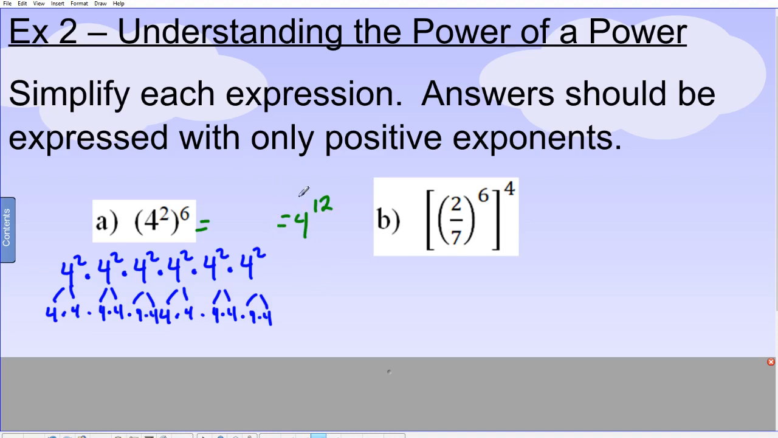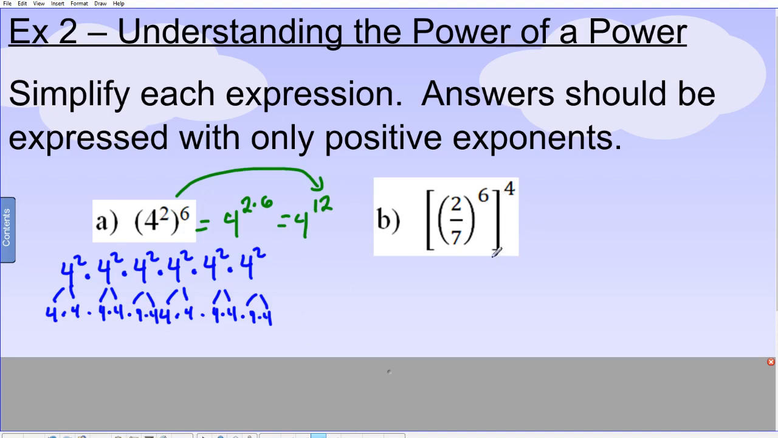Now, do you see some connection between what I have here and what I have here? What looks like is happening? Take a guess. If you're thinking it looks like you took the 2 times the 6, you're absolutely right. That is the property. When you have a power of a power, you multiply the exponents together. So we took the 2 times the 6 to get 12. Power of a power, multiply the exponents.